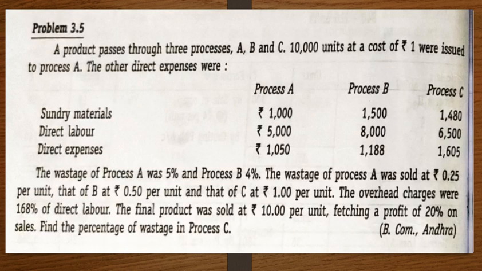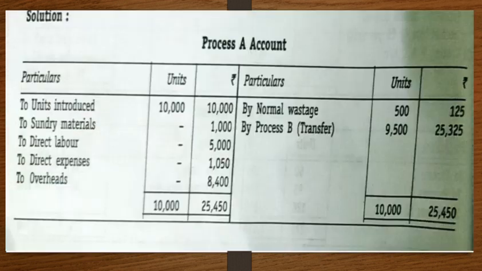So next is your outputs. Your outputs here are the normal loss and whether any production or any output is made in this process. If it is given in the question, we will consider that. So here, if you look, they have given wastage of process A was 5%. So 5% is the wastage, which is nothing but the normal loss. So 5% on what? On input. So how much are your units introduced, or the input units? 10,000 units. So 10,000 into 5% will give you 500 units.